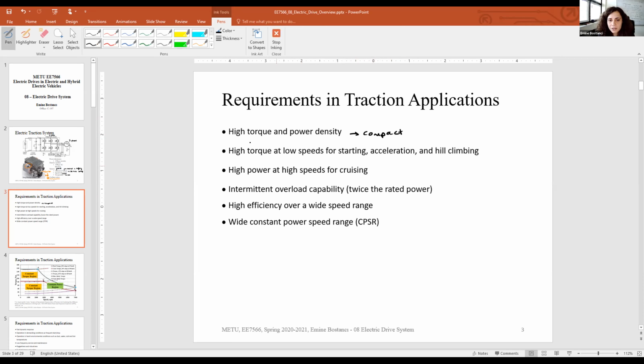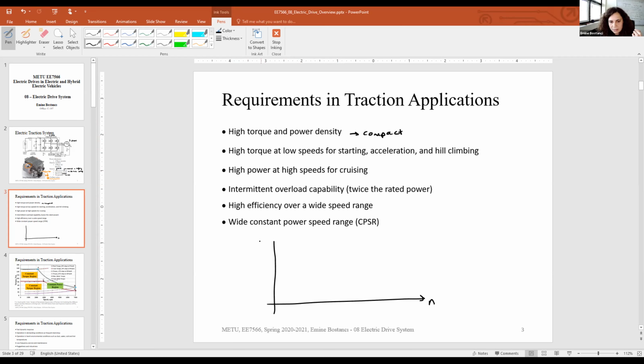And we need high torque. So what do we need from a traction system? As we discussed earlier, we need high torque at low speeds, and you have done it also in your projects. This high torque was required basically at low speeds for starting and for acceleration. Moreover, for hill climbing, if you have a high slope, then you also drive at low speeds, but you need a high torque. So one of the requirements is a compact design and high torque at low speed.